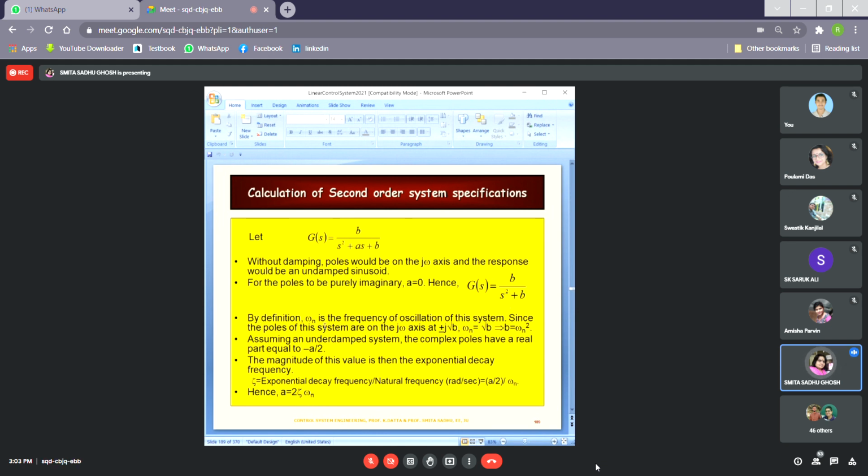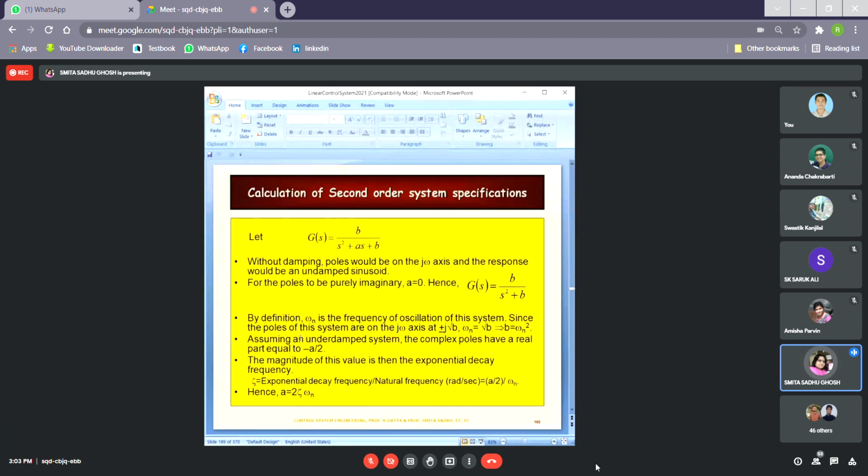Now, by definition, omega n is the frequency of oscillation of the system when the damping ratio is equal to 0. So the frequency of oscillation of this system is essentially omega n. So basically, omega n will be dependent on root b, right? Since the poles of this system are on the j omega axis at plus minus j root b, omega n is equal to root b, because b is equal to omega n square. So over here you have omega n square by s square plus omega n square. Naturally, omega n is equal to root b.